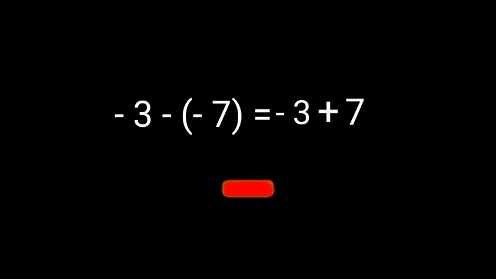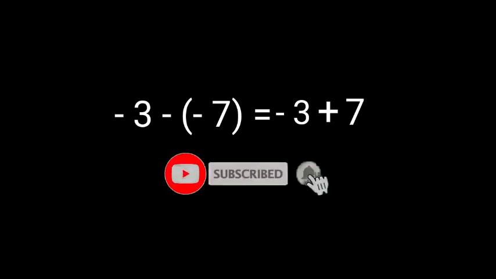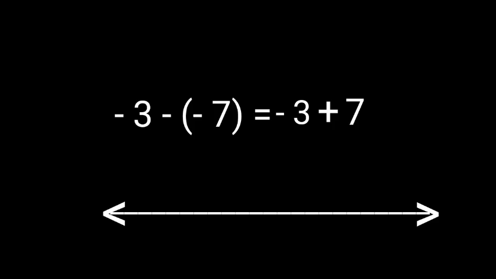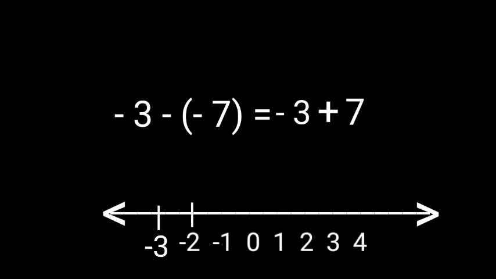I made a video about adding integers, link in the description below. Let's look at the number line to solve this addition problem. We start at negative 3, then move 7 to the right. And we got 4. Let's have another problem.